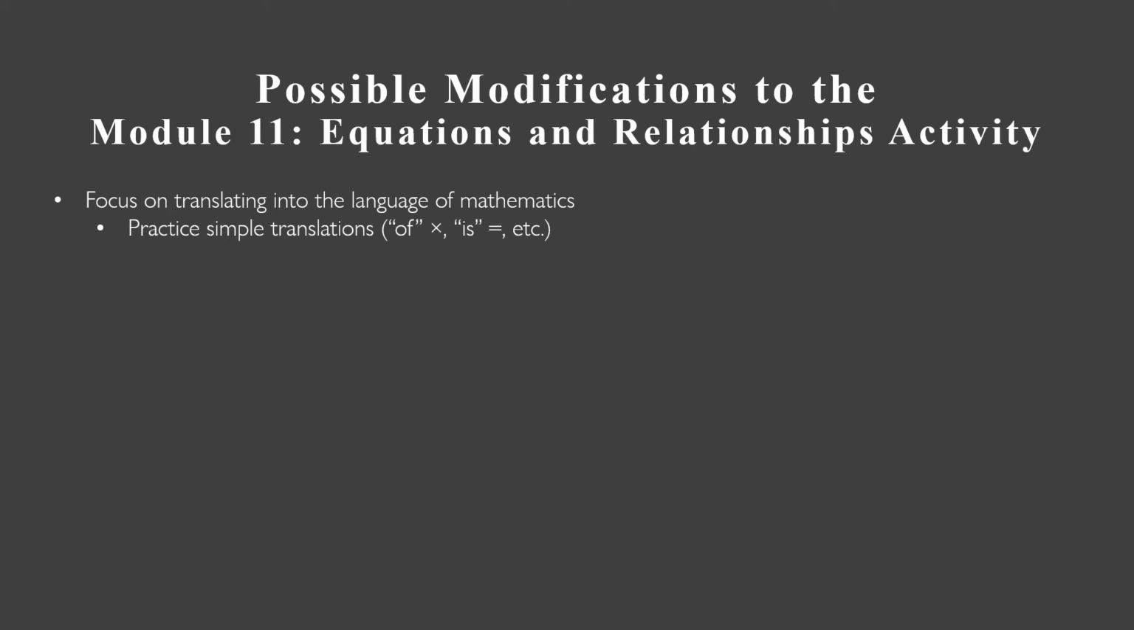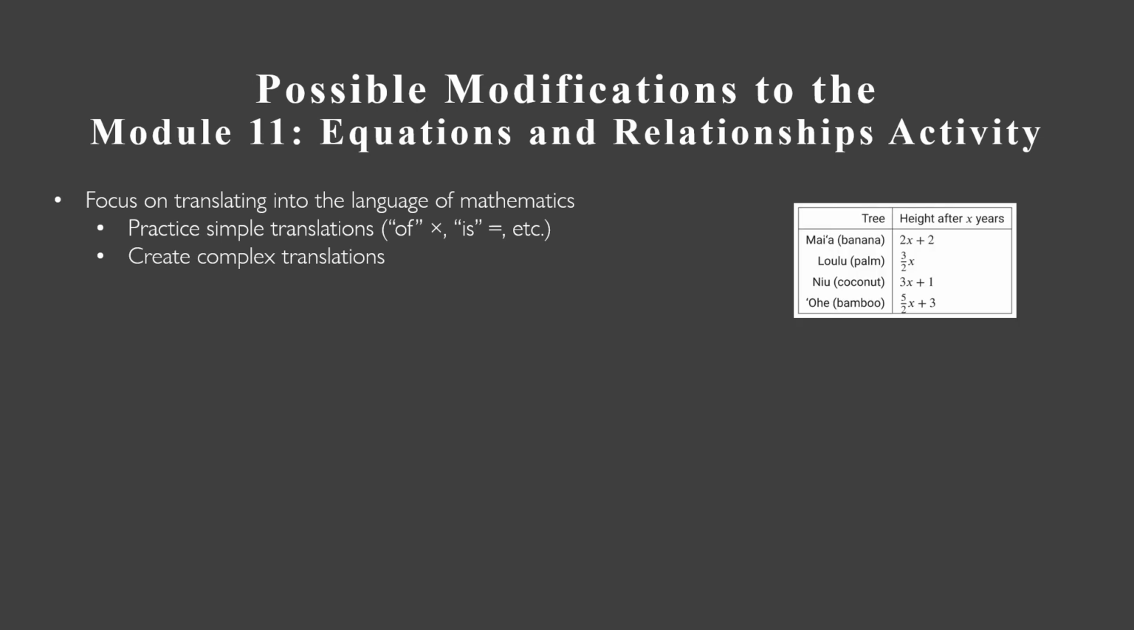Part 1 is a great place to review the translations of certain keywords such as of meaning multiplication and is meaning equals. For example, half of 8 is 4 can be written as 1/2 times x equals 4. This skill is particularly important in future math classes where subtle keywords can change entire equations and lead to different answers. For example, 50% of versus 50% more.